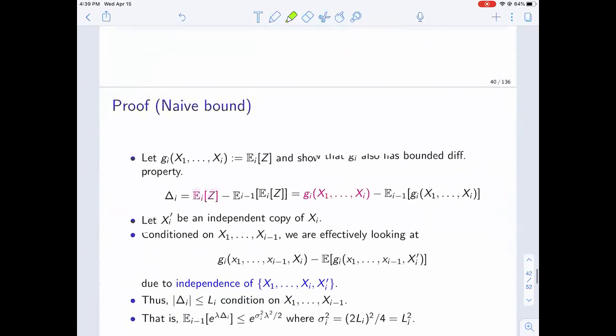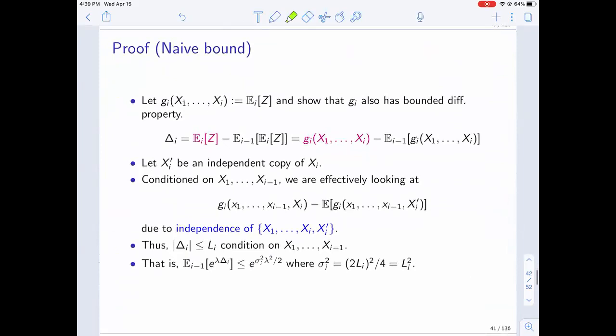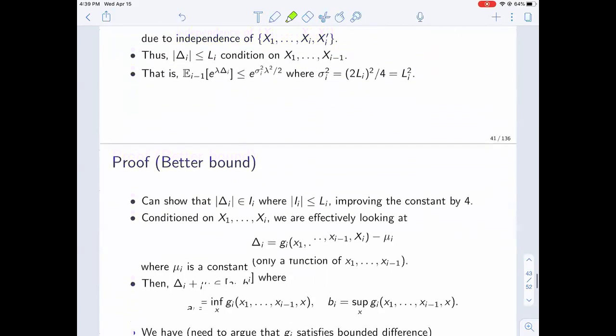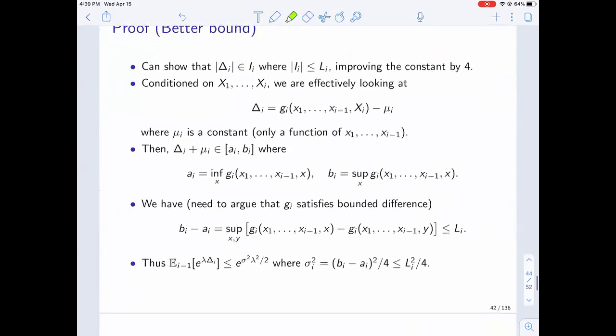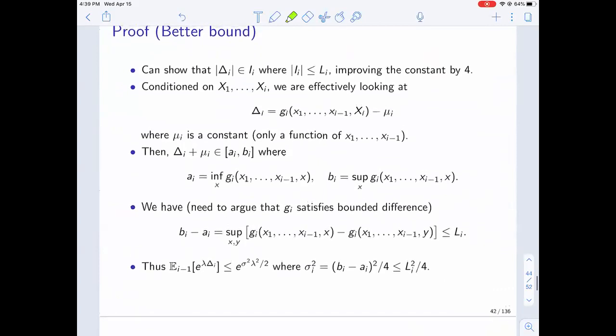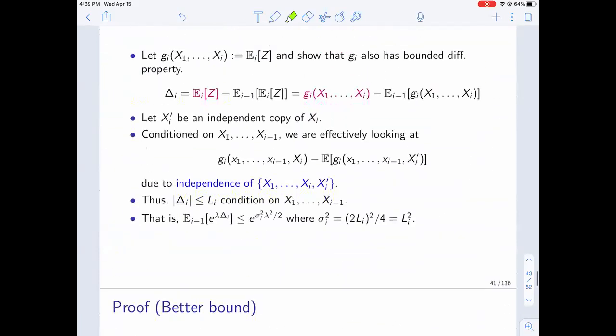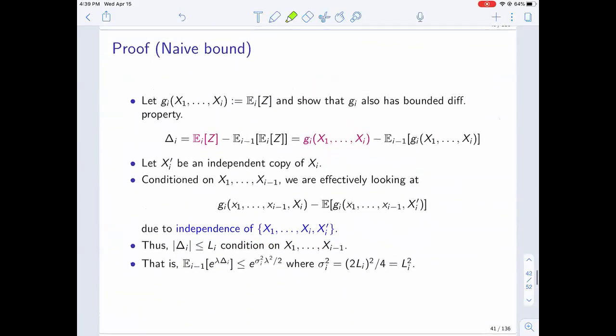So let me show you. I'm going to give you a proof which gives it with a worse constant, and there's a better bound which is not really that much more difficult, but I think this is more transparent, but the constant is worse. You can read the other one yourself.